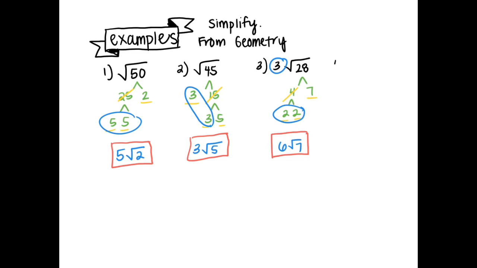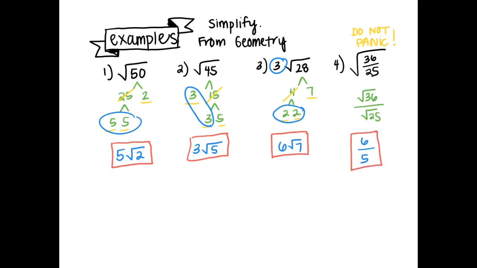Let's try one more. So number 4, this time we're going to have the square root of 36 divided by 25. Now, I know that you guys are looking at this right now and you are having a minor heart attack. Do not panic. One of my goals this year is to teach you how to manipulate fractions so they become less scary. So for this problem, I want you to separate them. The square root of 36 over the square root of 25. Now, I see 36 and 25 and immediately know perfect squares. So that's going to give me 6 and 5. If you need to factor tree them, go for it.